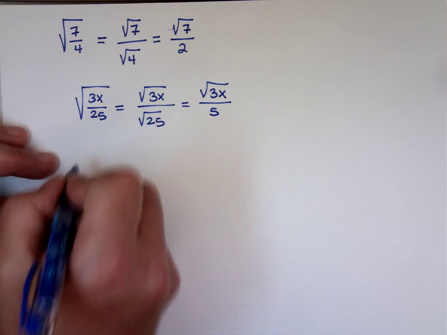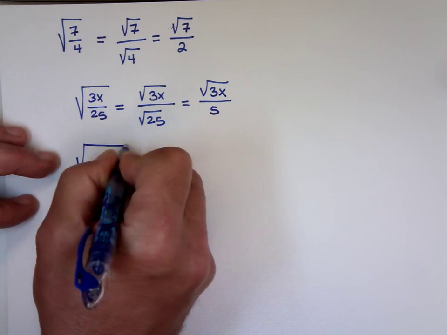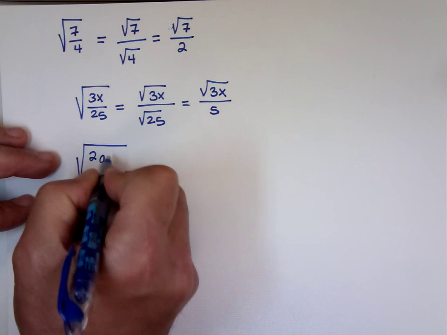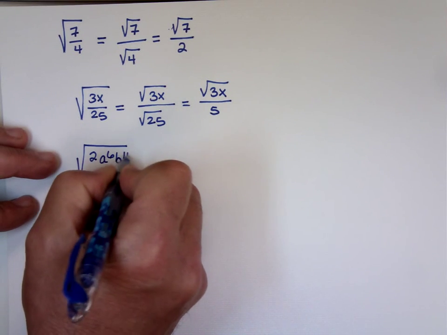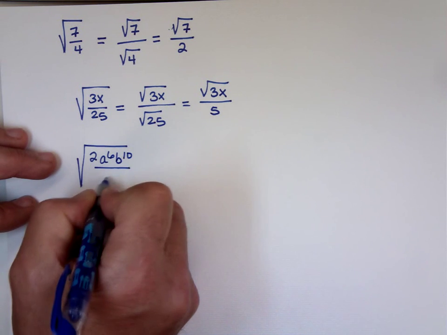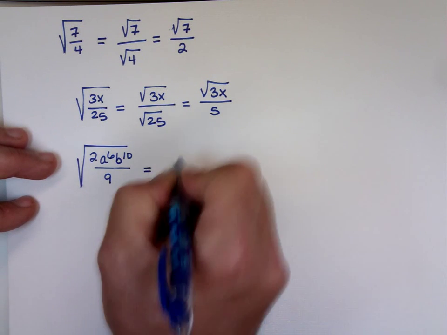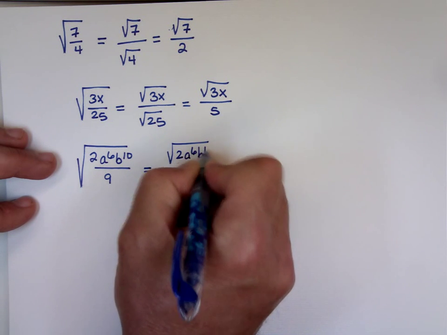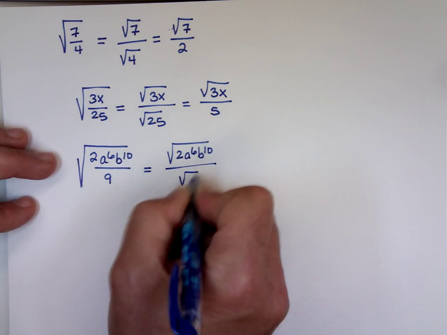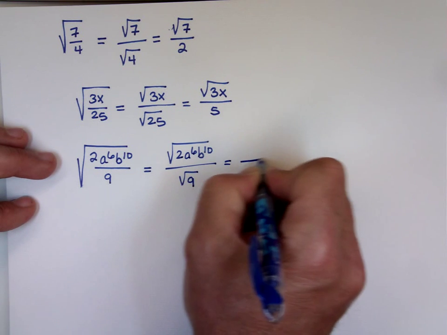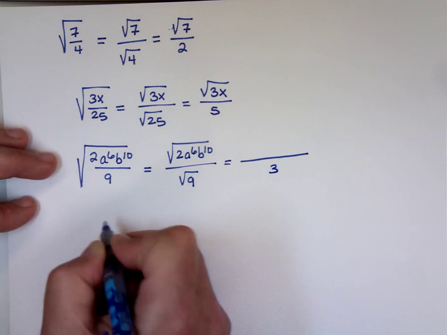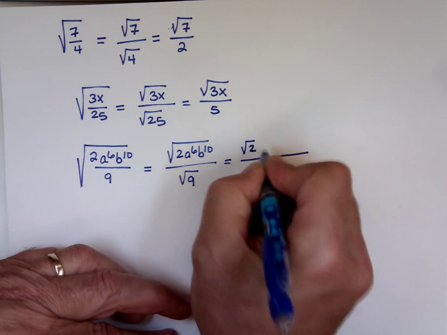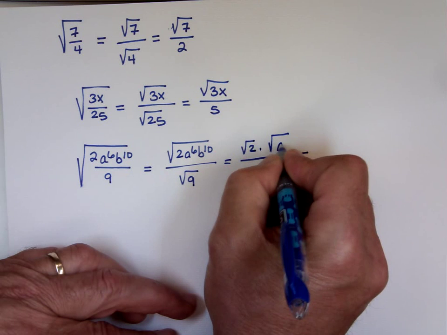The square root of 2 a to the 6, b to the 10 over 9. That's the square root of 2 a to the 6, b to the 10 over the square root of 9. Well, in the bottom, we know the square root of 9, that's a 3. But what about the top? I can break it down to the square root of 2 times the square root of a to the 6 times the square root of b to the 10.